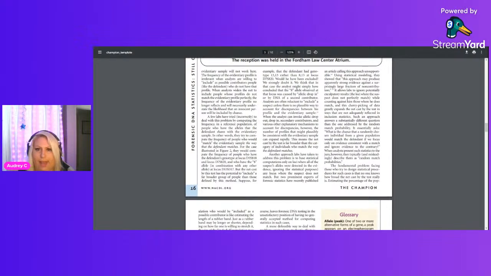So when the analyst can invoke allelic drop-out, drop-in, secondary contributors and various other explanatory mechanisms to account for these discrepancies, however, the number of profiles that might plausibly be consistent with the evidentiary sample can expand rapidly. This means the net cast by the test is far broader than the category of individuals who match the way the defendant matches. There's a subtlety there.